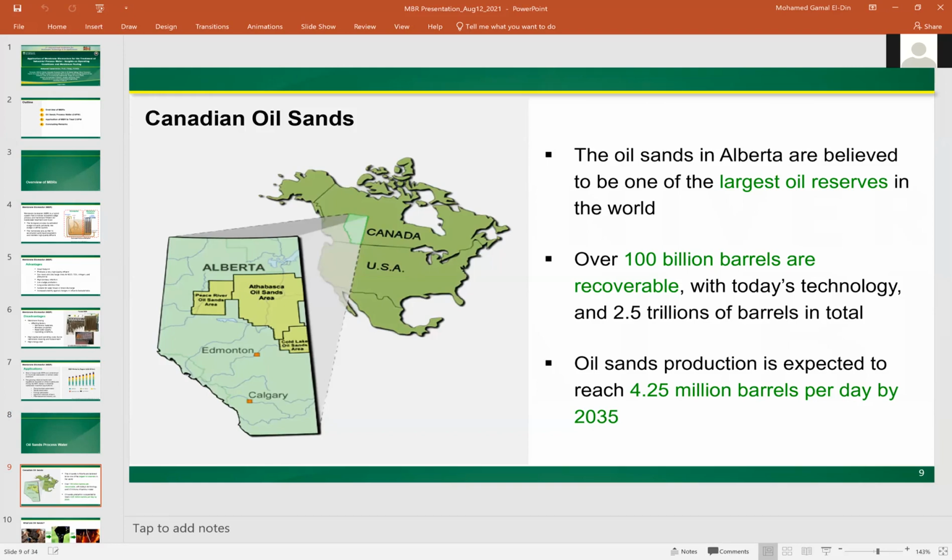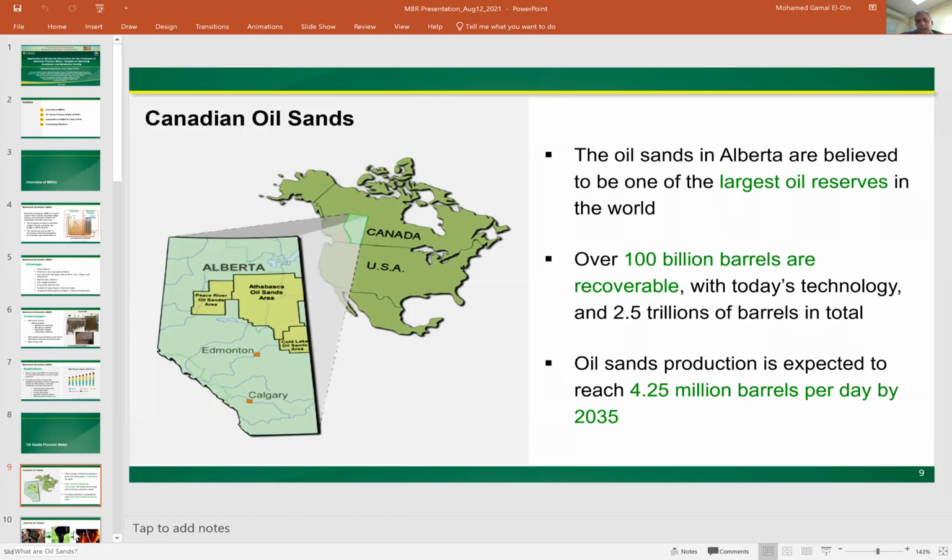And with today's technology, we can recover a lot of this volume, but also with predicted volume of about 2.5 trillion barrels in total going into the future. Oil sands production is expected to reach about 4.25 million barrels per day by 2035. So it's a major source of oil. The only difference is this is not a conventional oil resource.